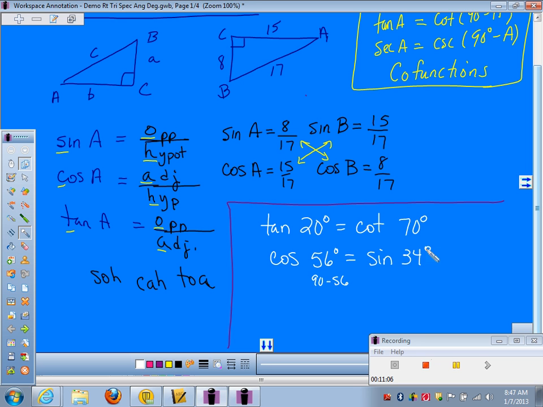Okay. So that's the first little part of your assignment. Will just be naming the trig functions and writing the complementary functions. Have I blown you away so far?